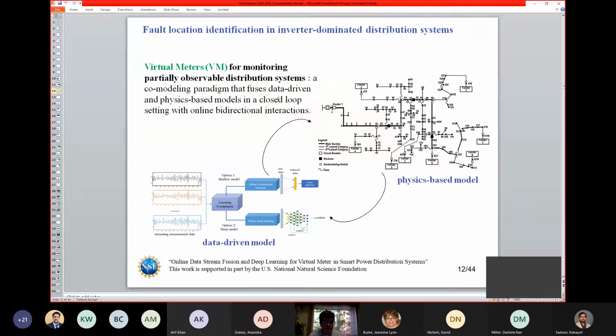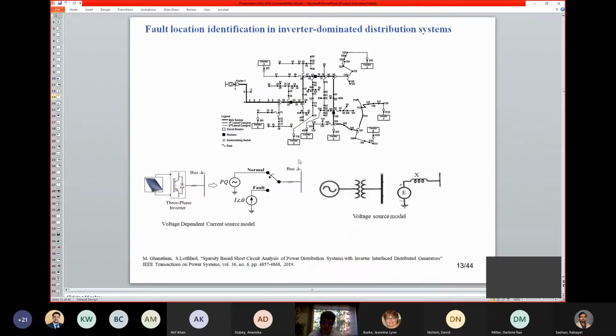One of the issues we have to address in the distribution system is that we have a partially observable system. This is work I'm doing with two of our computer science colleagues on how to use a data-driven model and a physics-based model to solve the problem of the partially observable distribution system, which has many applications, but one of them is the fault location identification approach.